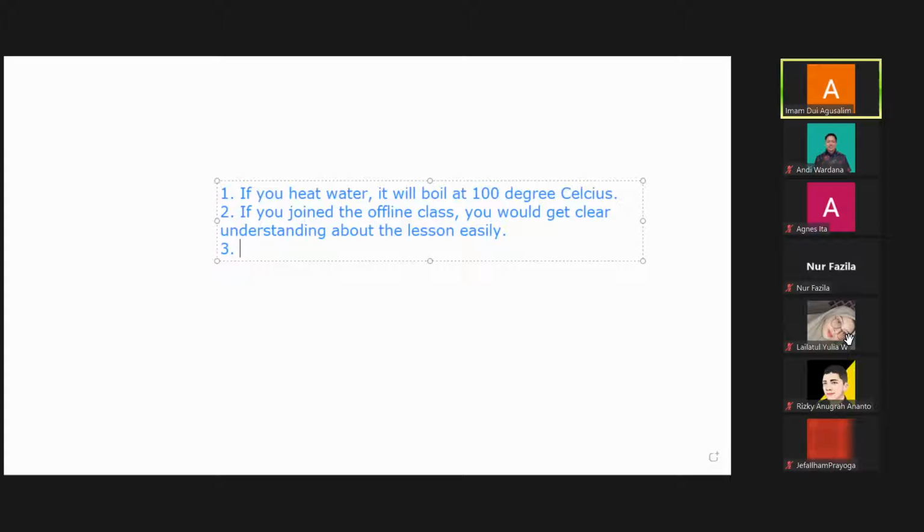Kemudian yang ketiga, when you talk about something in the past, and the thing that was spoken in the past is about the opposite. Jadi Anda membicarakan tentang sesuatu yang lalu, di mana Anda berandai-andai tentang apa yang sudah berlalu.